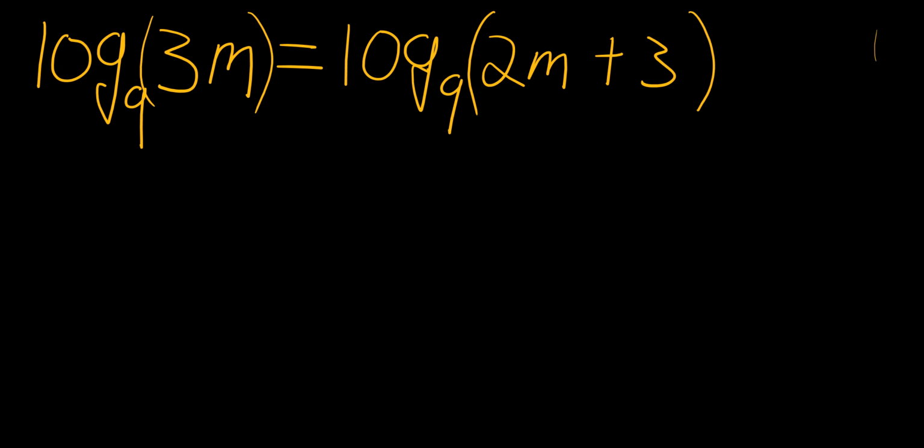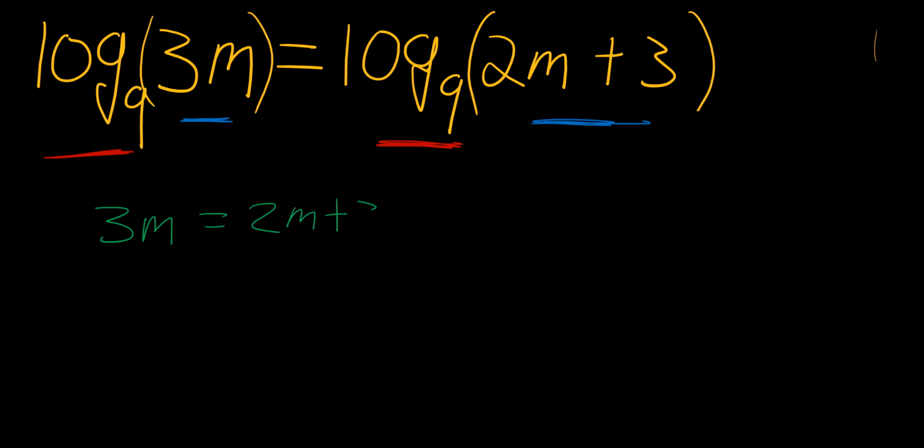In this example, we have log base 9 of 3m equals log base 9 of 2m plus 3. They both have the same base, log base 9. And that means we can do what? That's right, we can set our two terms equal to each other. So 3m and 2m plus 3. So let's do it. We have 3m equals 2m plus 3.